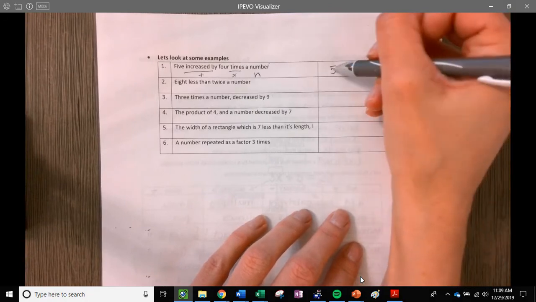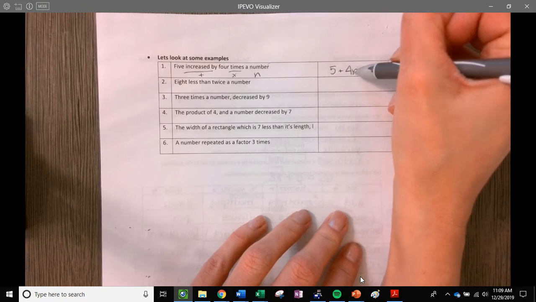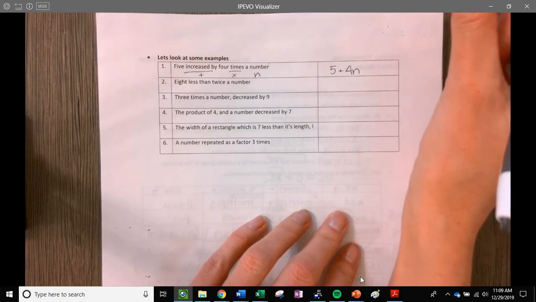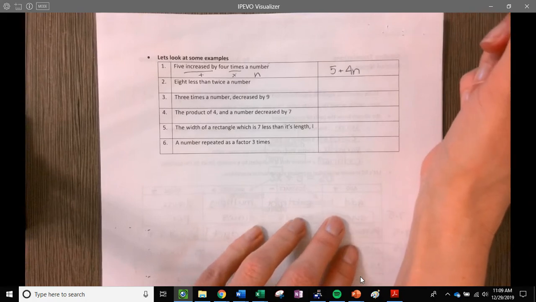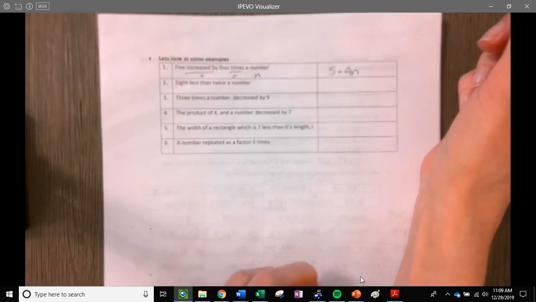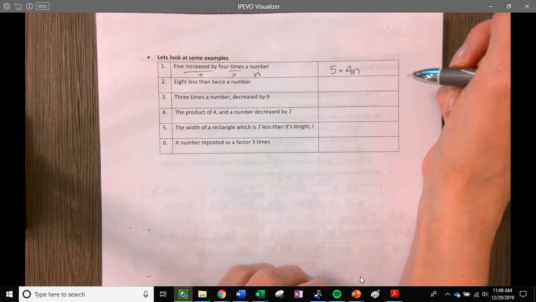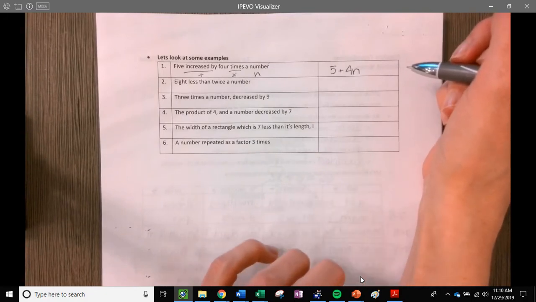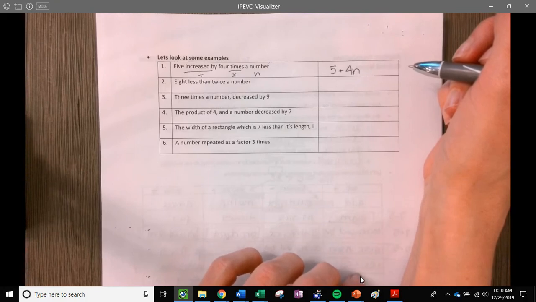Okay, we took 5 increased by 4 times a number. We don't have to put a multiplication sign in between 4 and n. We know if they're stuck together, that translates as multiplication. So don't worry about adding an extra sign in there. If you want to, it's fine, but you probably wouldn't see it that way as a choice on the SOL.